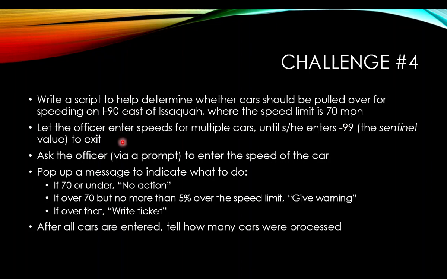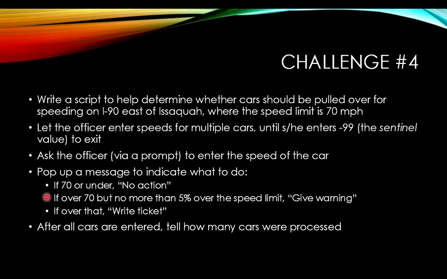Now, each time you're going to ask for the speed of the car, and then you want to pop up a message to say what needs to be done with that speed. So if the speed was 70 or under, then no action needs to be taken. They're not a speeder. I suppose we could have, like, if under 50 miles an hour, there's probably a minimum limit, and that might be a different kind of problem that we're not handling here. But if it's over 70, we're going to give a little grace space in here, right? We're going to say, look, if it's over 70 miles an hour, but it's not more than 5% over, then we're just going to give them a warning. We're still going to stop them, but we're going to give them a warning and say, hey, you've got to stay within the speed limit.